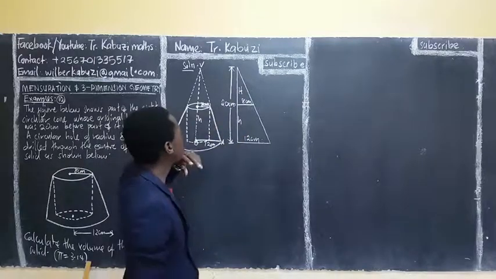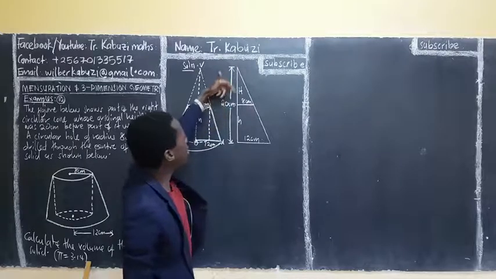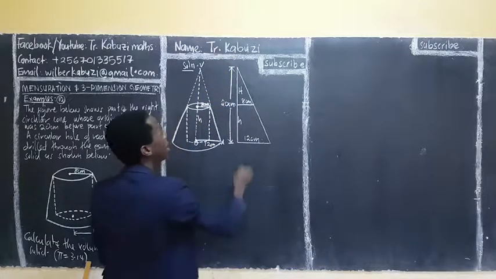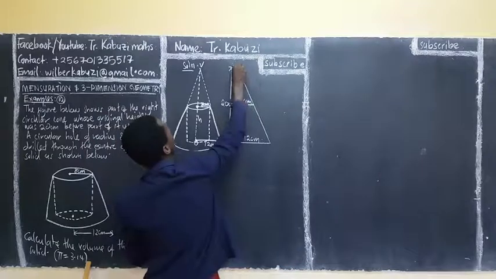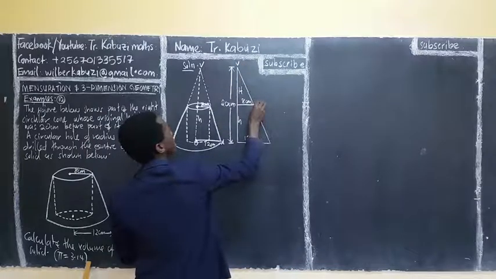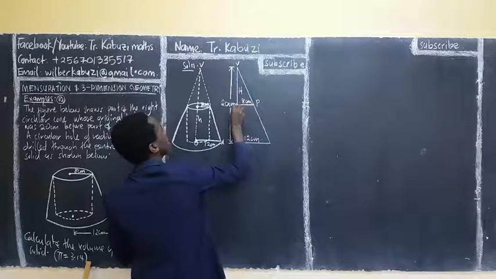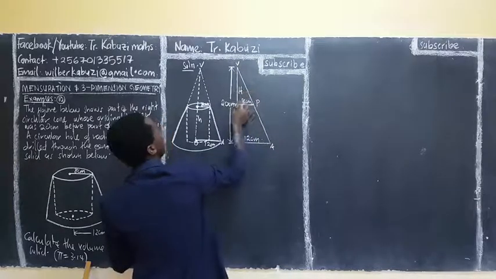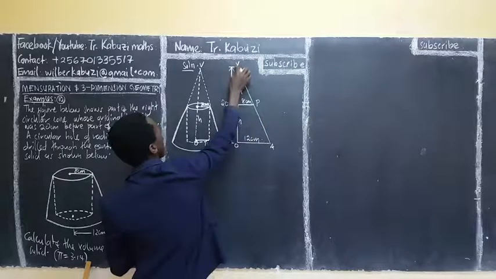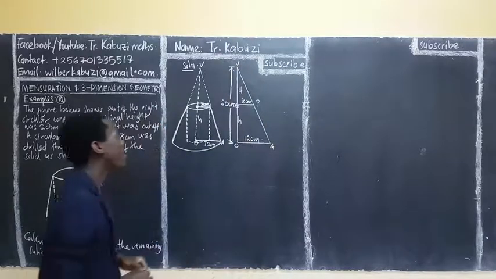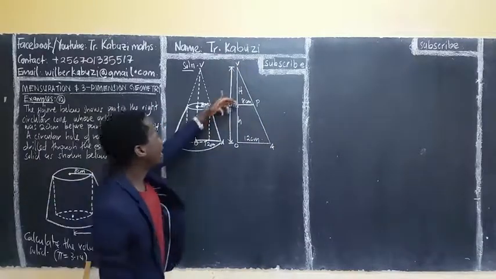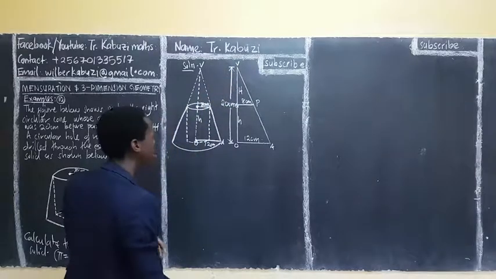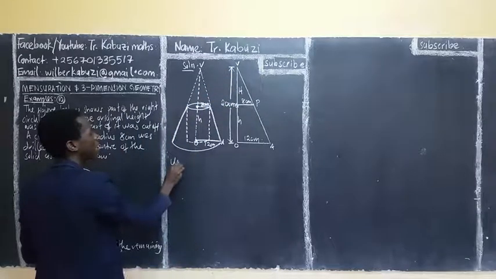Now, how am I going to do it? I need to get this height here, but I'm going to use similarity. Why? Because I'm seeing this triangle here, B, then we call this one P, and we call this one Q. This one is already O, A. This triangle BPQ is similar to triangle BOA. So I'm going to use similarity so that I can get the height of this one here.